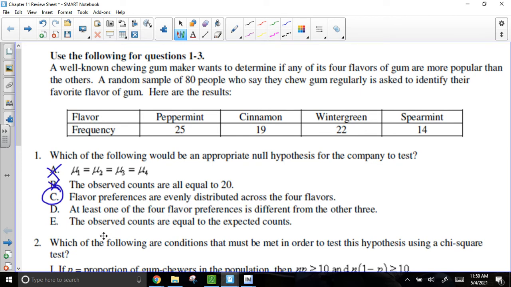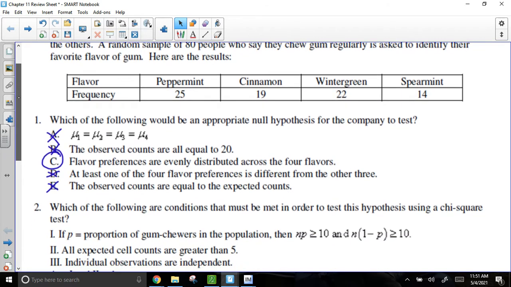Let's go ahead and read the other ones just to see the issue. It says at least one of the 4 flavor preferences is different from the other 3. That would be a good alternative hypothesis, but this one's asking for the null hypothesis. And then the last one, the observed counts are equal to the expected counts. That's obviously also not a null hypothesis. So in this case, we would want to assume that the flavor preferences are evenly distributed. And if we needed to write an alternative, this would be a good alternative hypothesis. And again, this would be a good example of a goodness of fit. We want to take our sample and see if the sample fits that data.